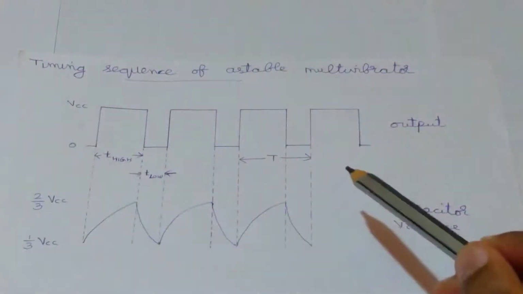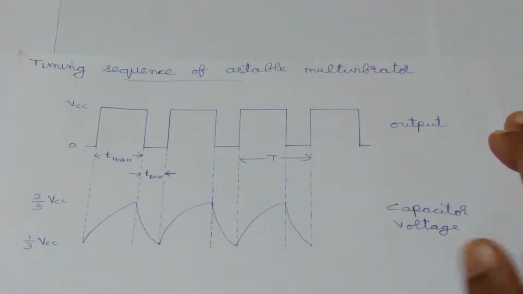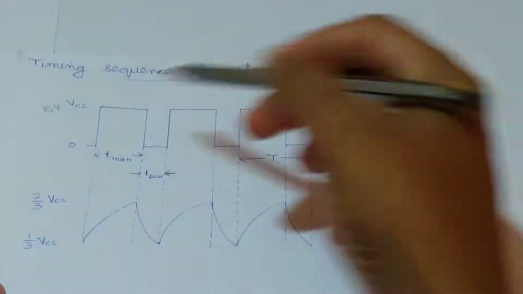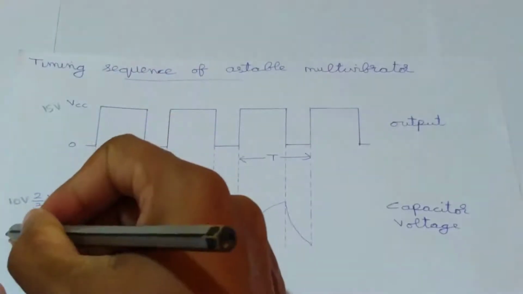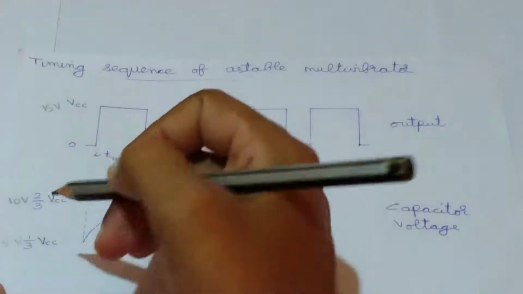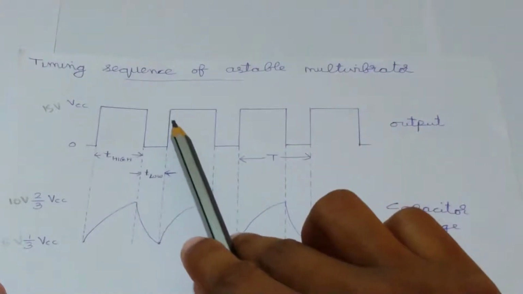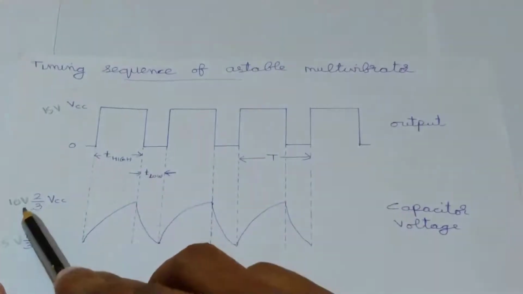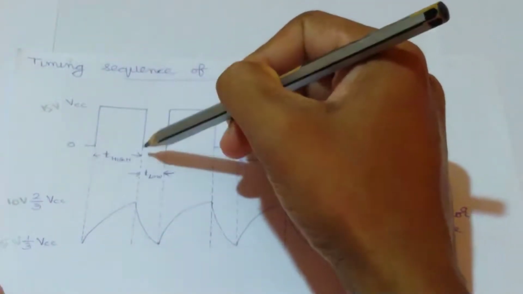This is the timing sequence of normal astable multivibrator. Then in our example we considered that VCC is 15 volt, and hence 2/3 VCC is 10 volt and 1/3 VCC is 5 volt. Okay, so in the case of normal astable multivibrator circuit, when the capacitor voltage crosses that 10 volt, the output changes from its high state to low state.